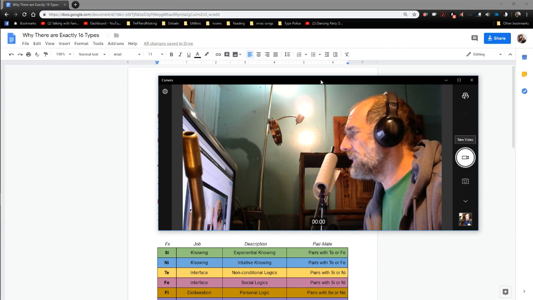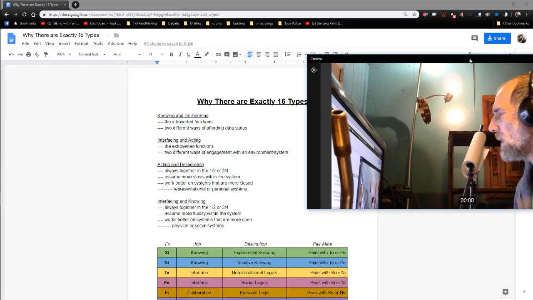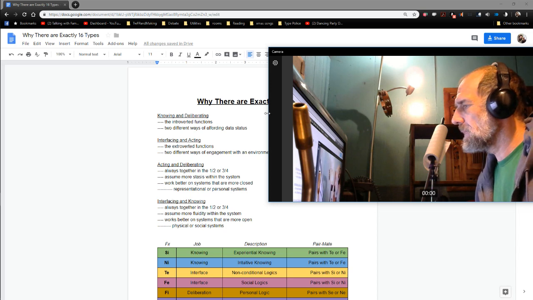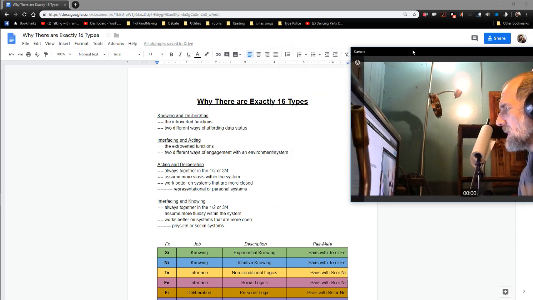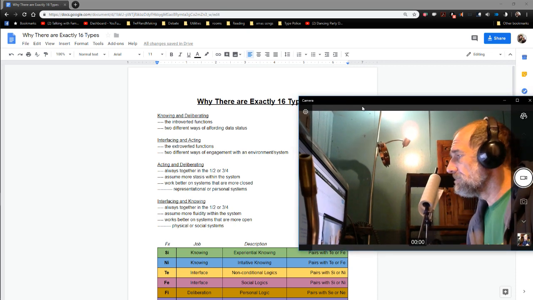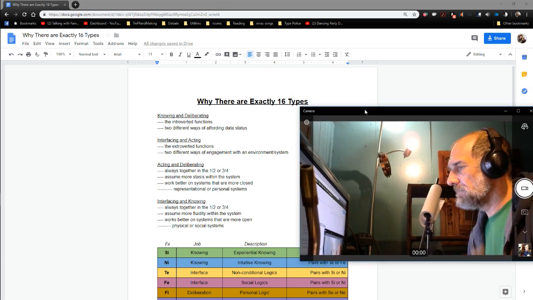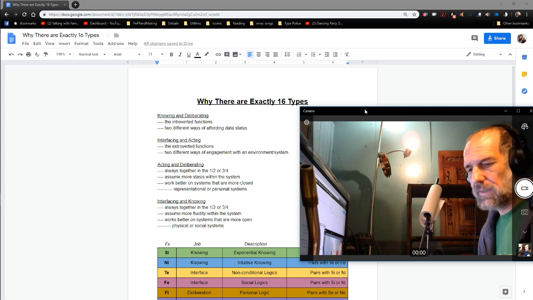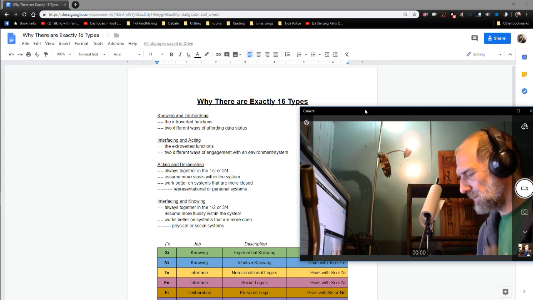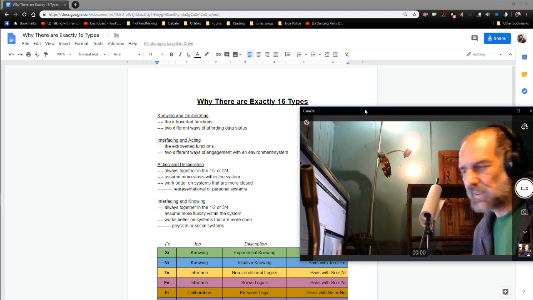Here we go. On to the topic. Why there are exactly 16 types. Knowing and deliberating. The introverted functions: two different ways of affording status. This is some pre-information we need to establish about terms and such.